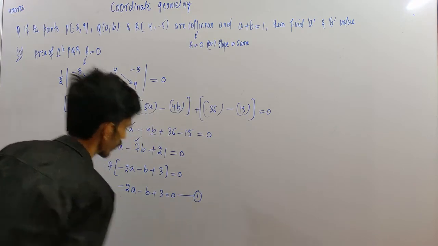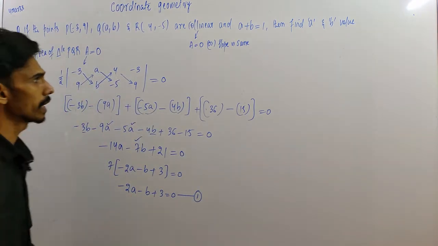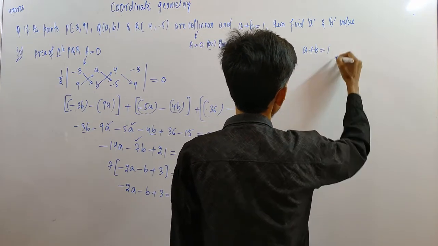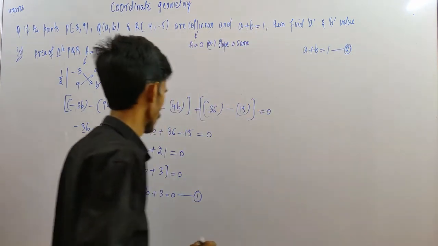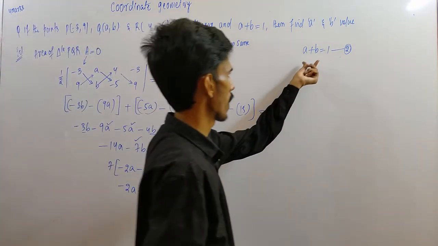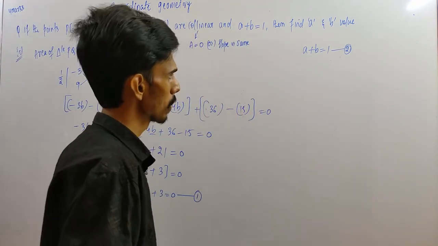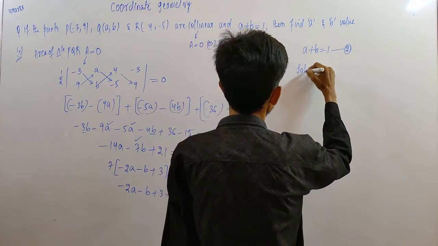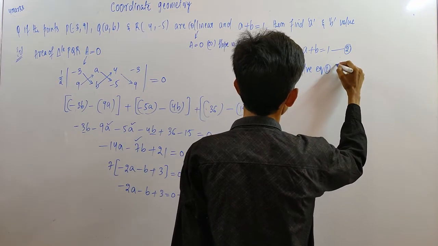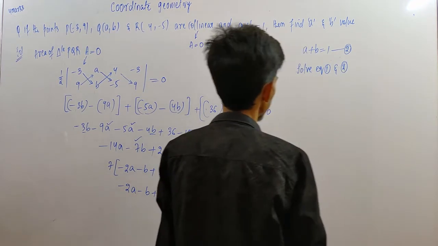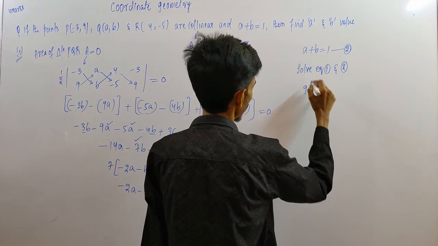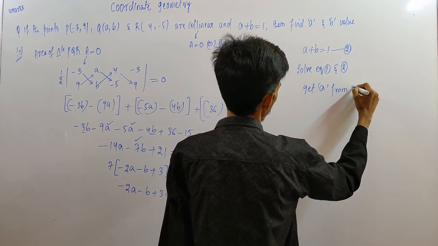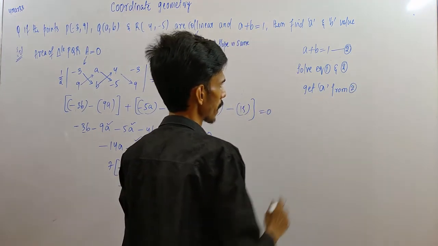Let us take this as equation 1. We have two variables a and b. Here we have one more equation, a plus b is equal to 1. Take it as equation 2. We have two variables and two equations, so these two can be solved. Solve equations 1 and 2. Get a value from equation 2.